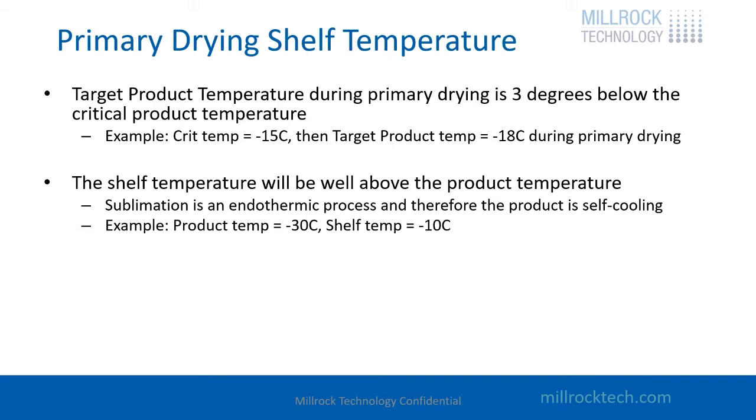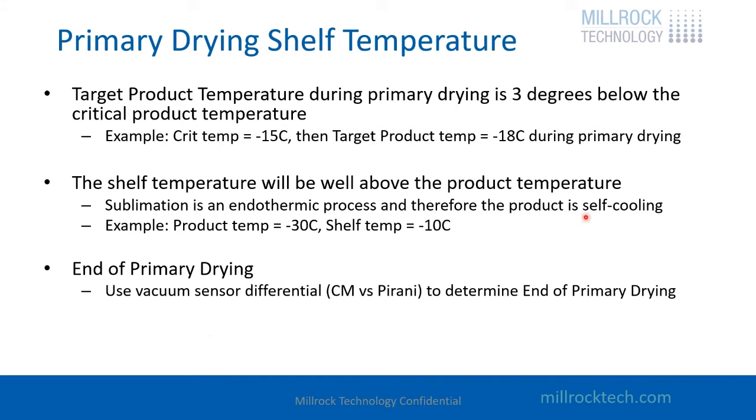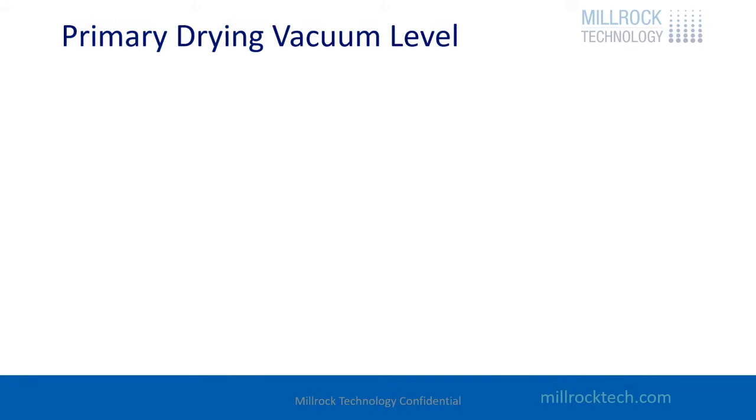An example of product temperature: if we're shooting for, let's say, minus 30 degrees, we could actually have a shelf temperature somewhere around minus 10 degrees. So it's significantly higher than the product temperature, and that's going to be the driving force, as I've mentioned. We can determine the end of primary drying using a vacuum sensor, capacitance manometer versus Pirani, to determine when we've actually reached the end of the cycle. We'll get into that in more detail as we move forward.